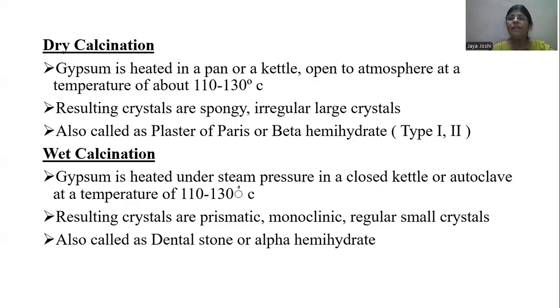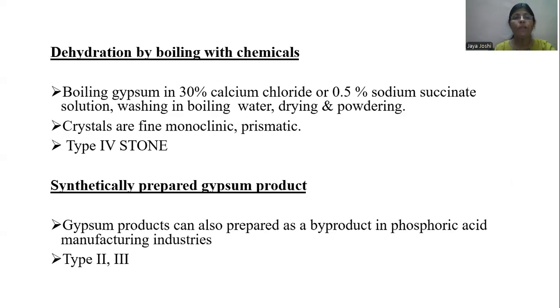Coming to wet calcination, again the name itself suggests this is carried out under pressure. So gypsum is heated from 110 to 130, that is the same temperature, but in a closed kettle or autoclave under the pressure of 17 pounds per square inch. So the resulting crystals are prismatic, monoclinic, regular, and small.